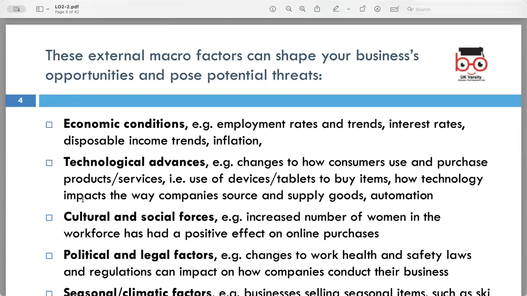So variations in the manner in which consumers use and acquire products or services, such as the utilization of smartphones or tablets for the purpose of purchasing items, and the influence of technology on the manner in which businesses procure and deliver goods and the implementation of automation.